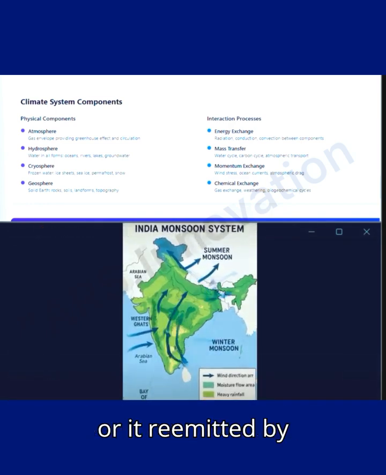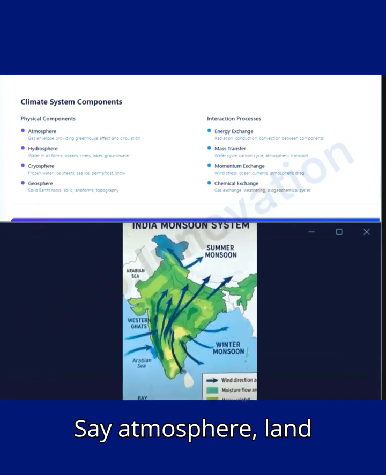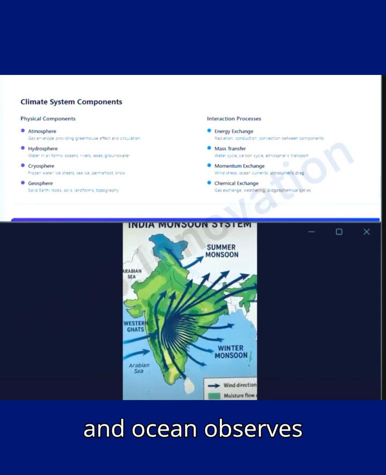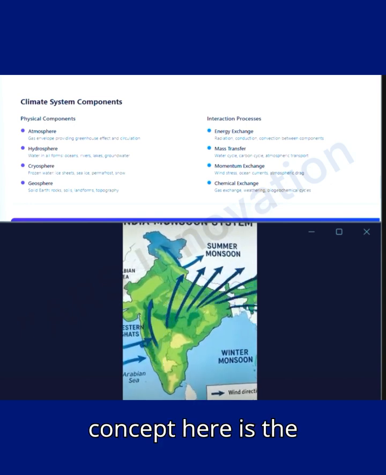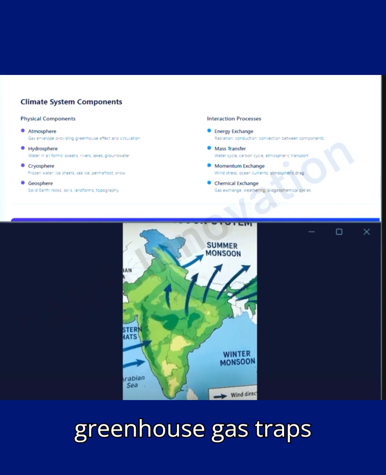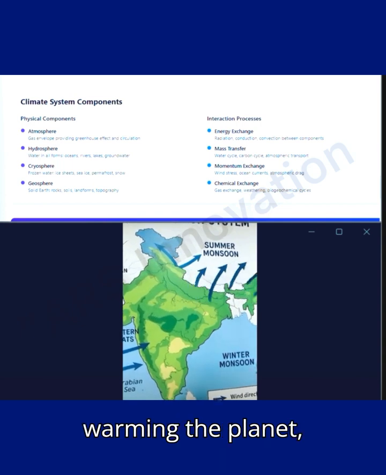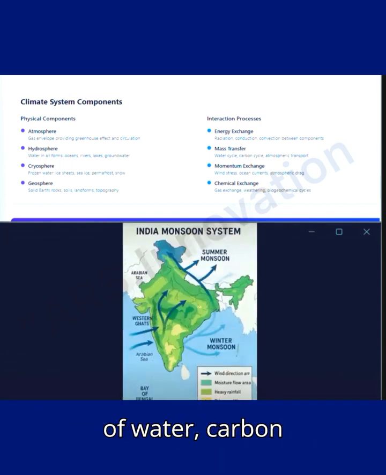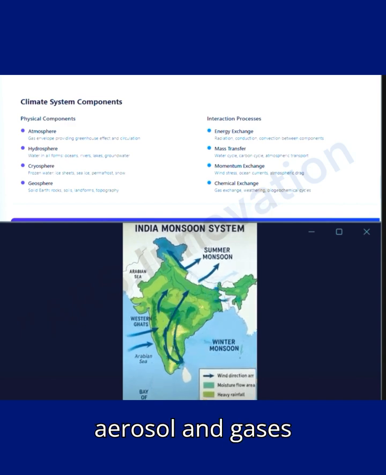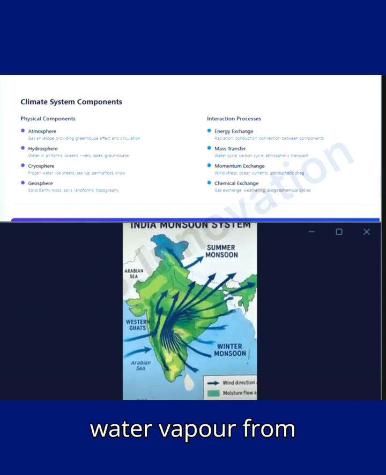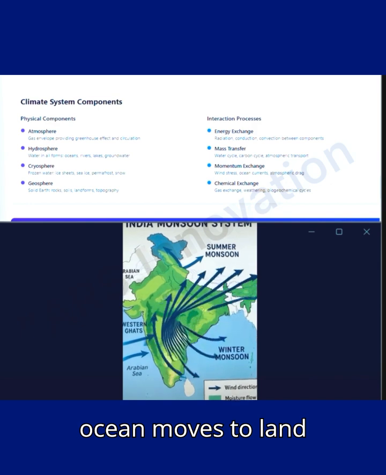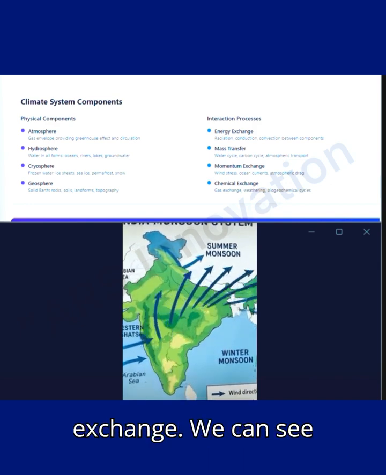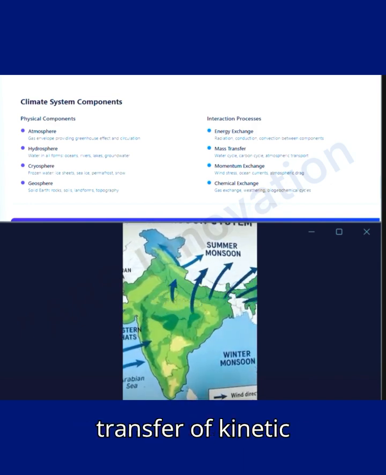This energy exchange or solar radiation is absorbed, reflected, or re-emitted by different surfaces, say atmosphere, land, and ocean, which absorb this heat differently. The concept here is that greenhouse gas traps some of this energy, warming the planet. Mass transfer: the amount of water, carbon, aerosol, and gases between air, land, and ocean. Say, water vapor from the ocean moves to land and precipitates as rain.